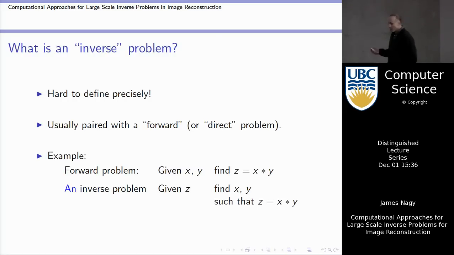So for example, given two numbers, I can multiply them together and get the number z. An inverse problem, there's several inverse problems associated with this. Given the multiplication, given 86, what two numbers multiply that give me 86? Of course, that's a hard problem to solve, in fact impossible unless you put some constraints on it.